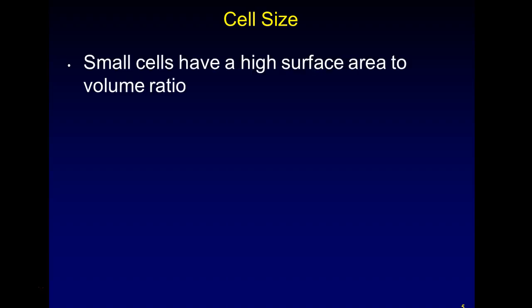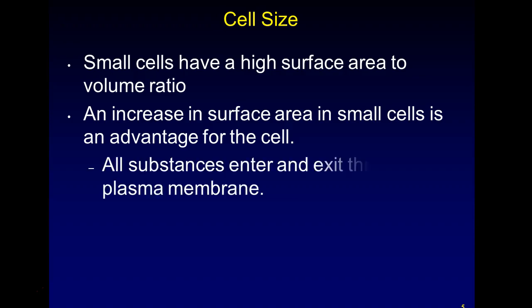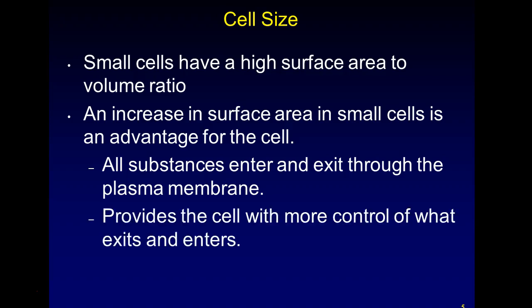Very good. Moving on. Cell size. Monday we're going to be doing a lab to explore this concept a little bit more. But small cells have a high surface area to volume ratio. An increase in surface area in small cells is an advantage for the cell. Why might that be? All substances enter and exit through the plasma membrane. It provides the cell with more control of what exits and enters.